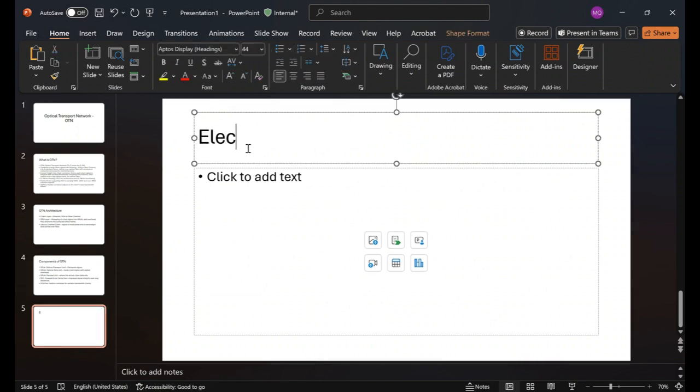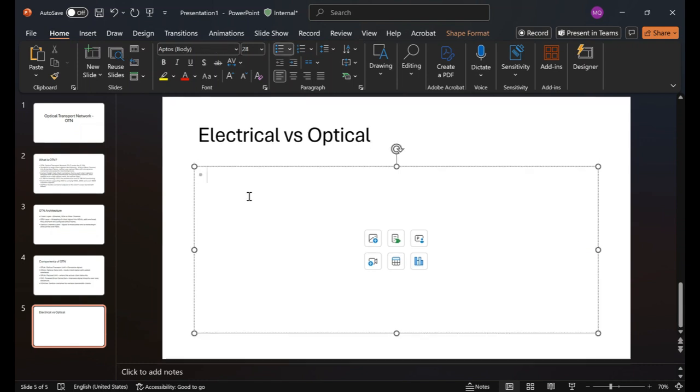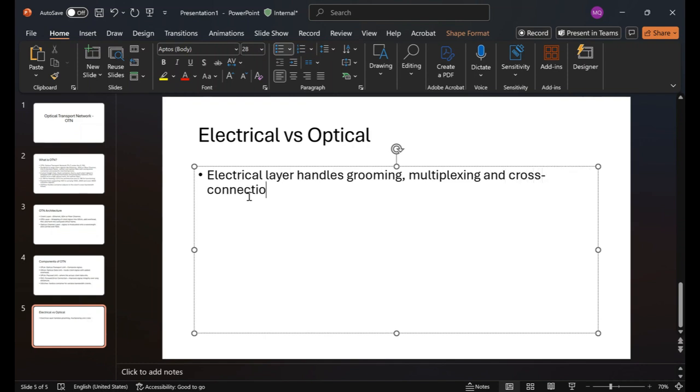Electrical versus optical. OTN is divided into two domains, the electrical layer and the optical layer. The electrical layer has grooming, multiplexing, and cross-connections at the ODUk level.